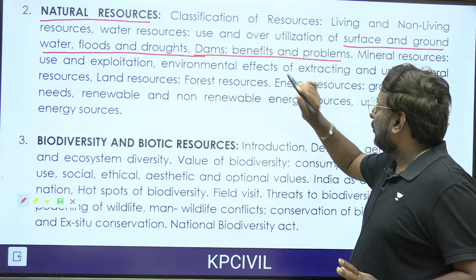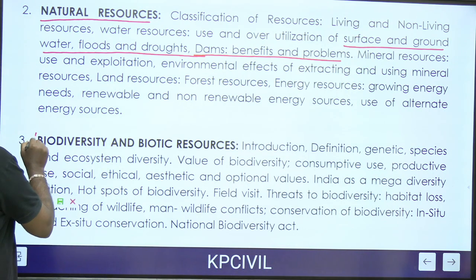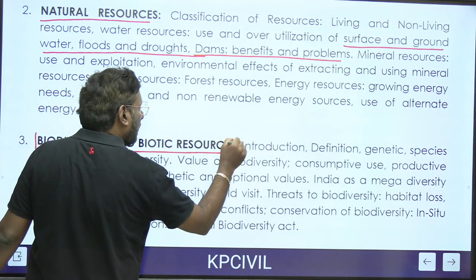Remaining everything is new, obviously new. Then coming to the third one, biodiversity and biotic resources.